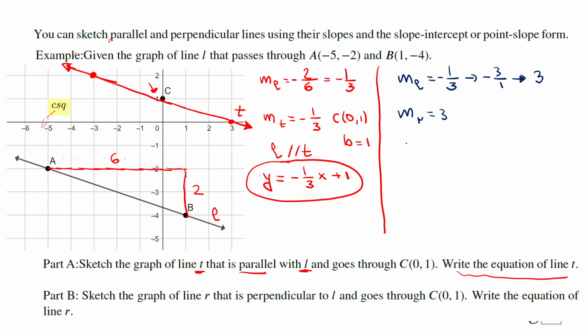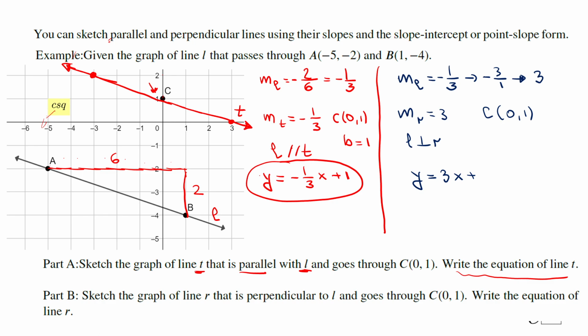Okay, let me write that here. L is perpendicular to R. Now the intercept is going to be the same, 0, 1, the point we have. So right away I can write the equation: y equals mx, so in this case 3x, plus b, which is 1. Okay, this is the equation, and I'm going to do the graph in a moment.